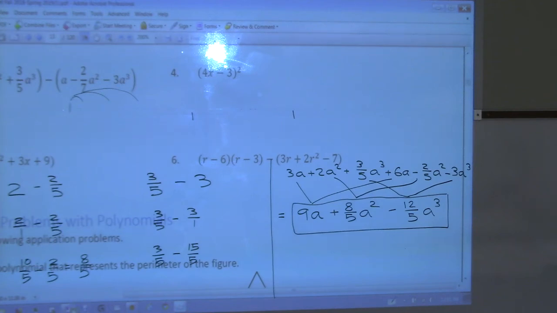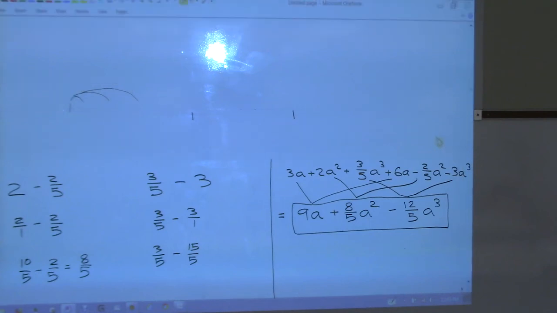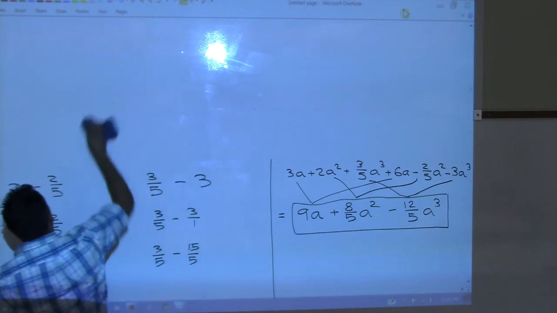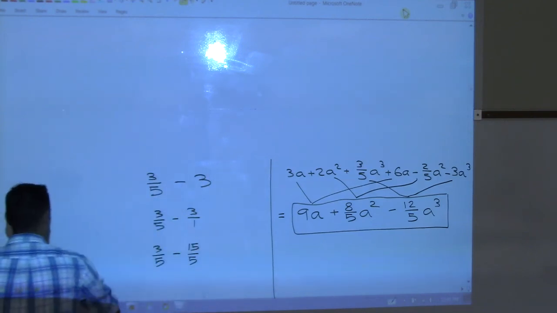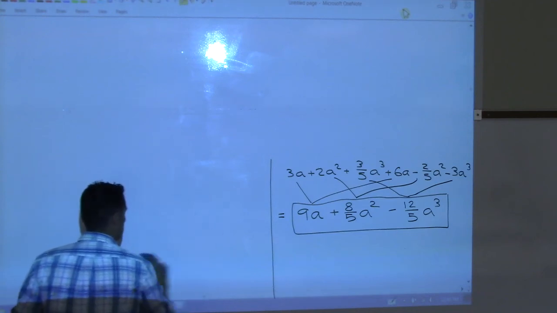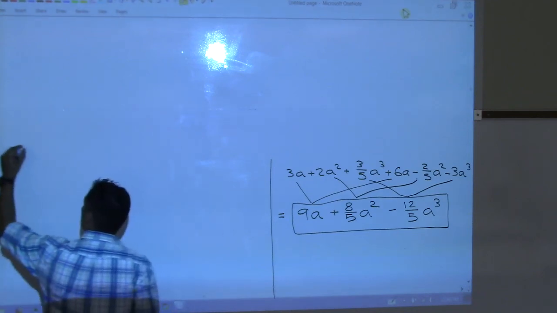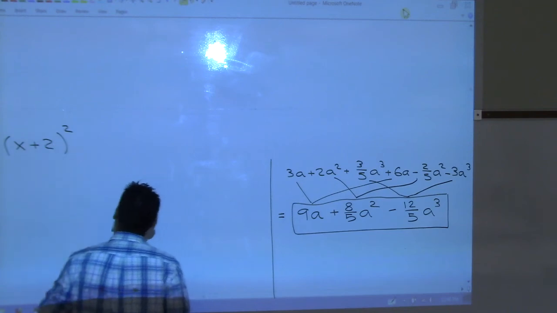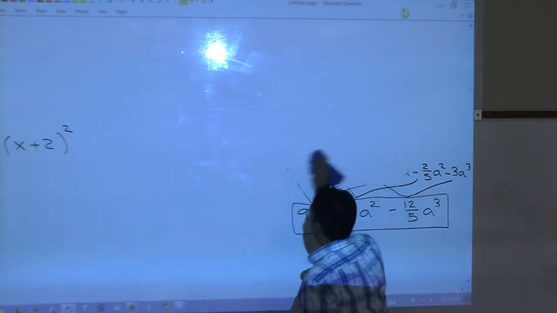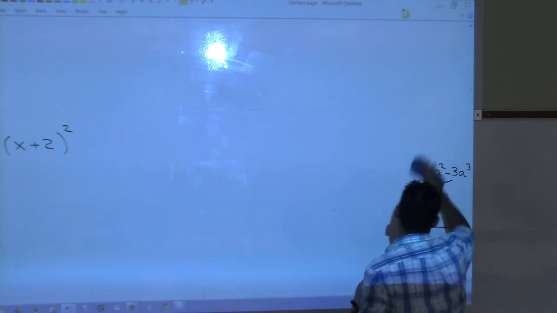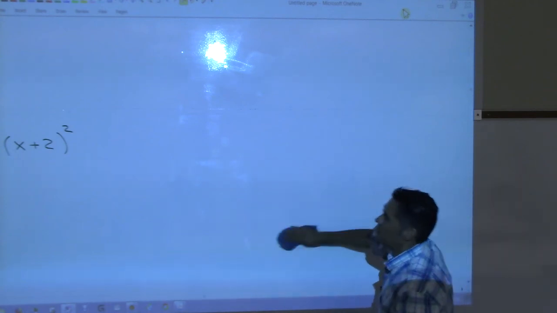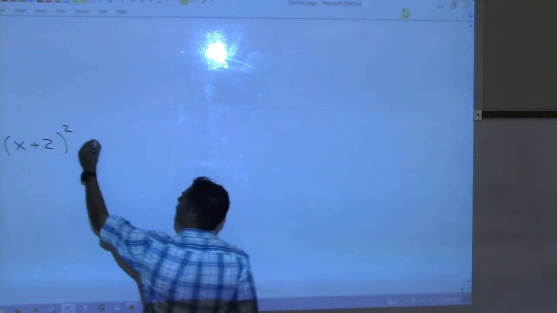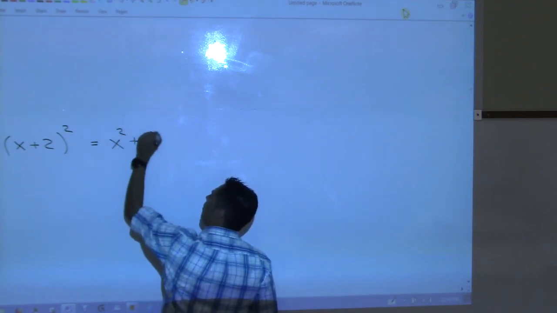I want to do number 4, but I think I'm going to do something else first. I'm going to try and convince you of something. I don't know how this is going to go for you, but let's see. When you see this written down, x plus 2, all of that in parentheses squared, what do you think the most common incorrect answer I get for that is from students? x squared plus 4. And that is incorrect.